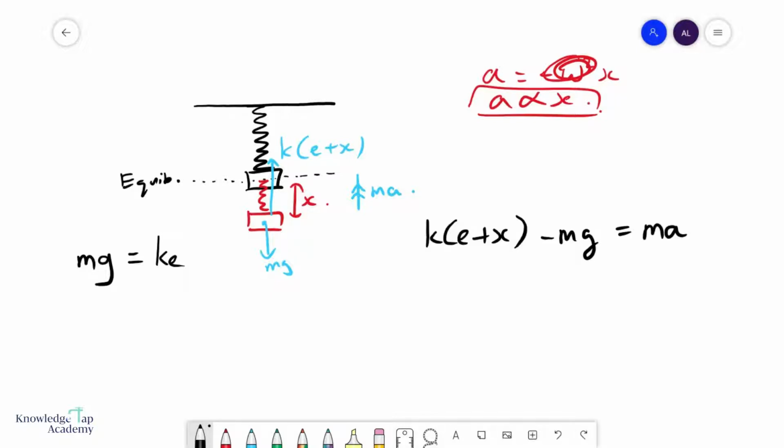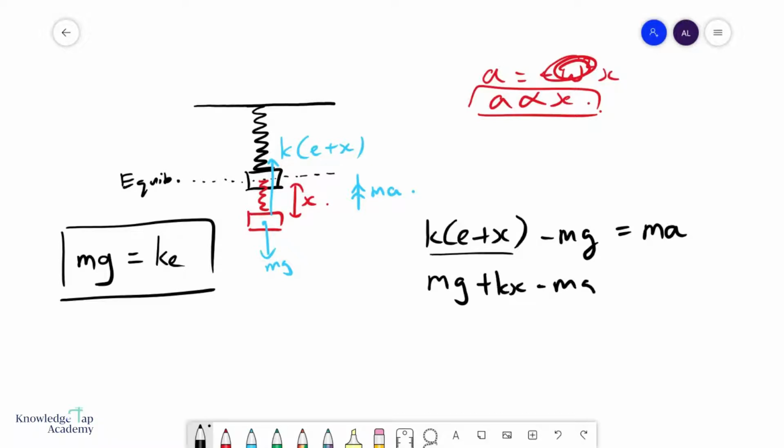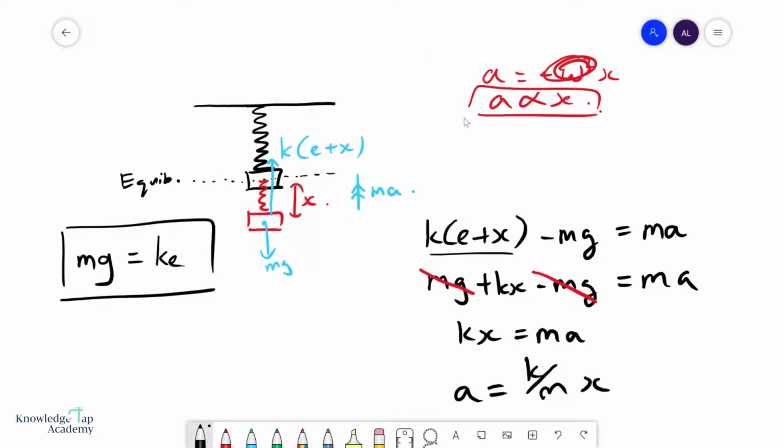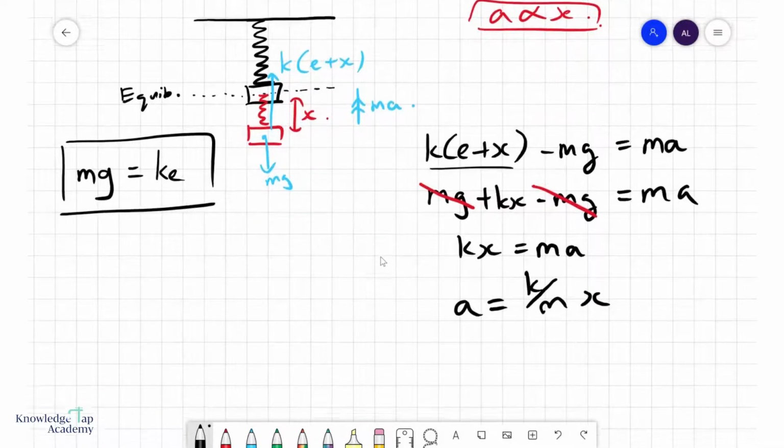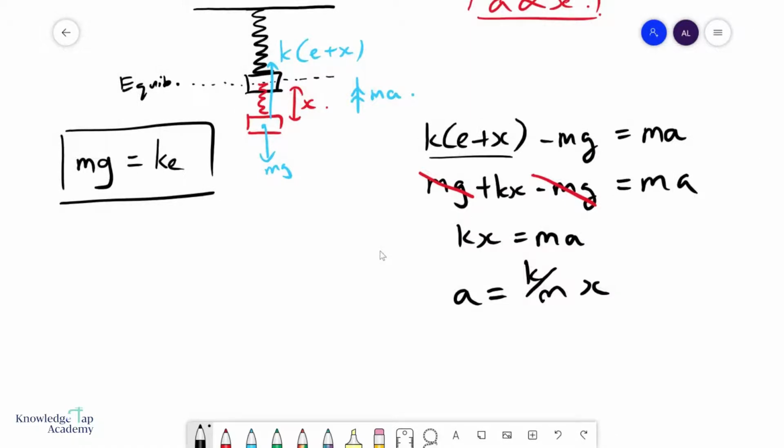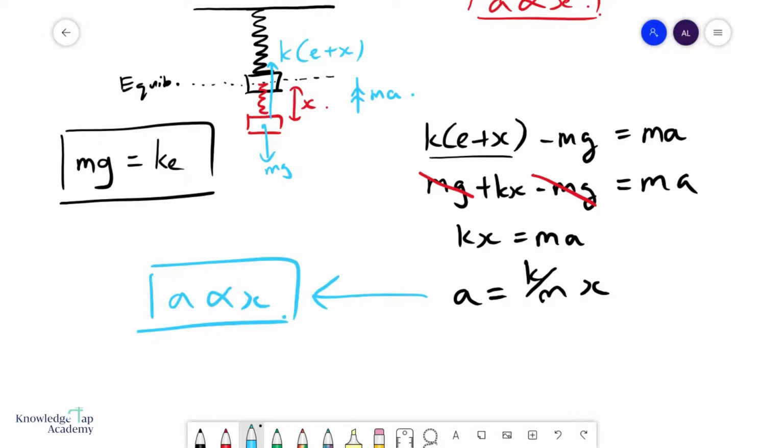And so we see we are simply doing a force analysis. Since we know that mg equals Ke, when we expand this bracket over here, Ke becomes mg, so we have mg plus kx minus mg equals ma. And of course, very nicely, the two mg's will go away. And so we have kx equals ma, and so a equals k over m times x. Now, since both k, the spring constant, and m, the mass, are constants, this means a is indeed directly proportional to x. And so we have shown that a vertical spring oscillates in simple harmonic motion if there are no dissipative forces.